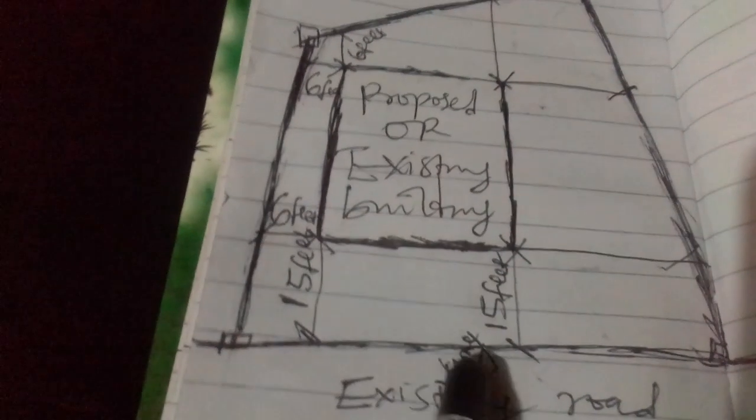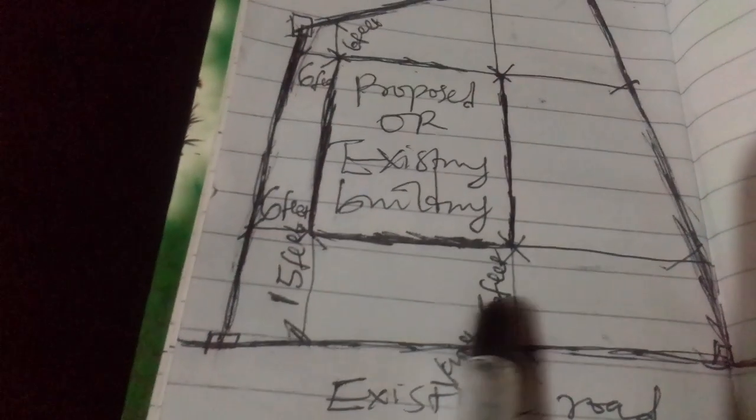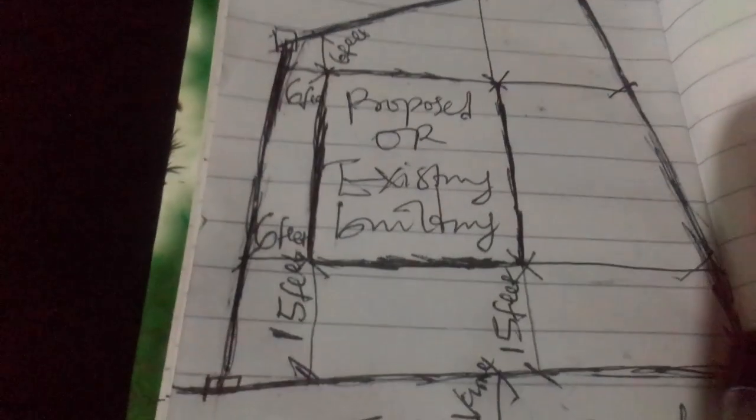So this very building, either proposed or existing, cannot be on the boundary, you cannot just go ahead and build on the boundary. Let's say for example this proposed building is extended to this place. No, it is very wrong. There should be setbacks for every building. So this is a proposed or existing building.